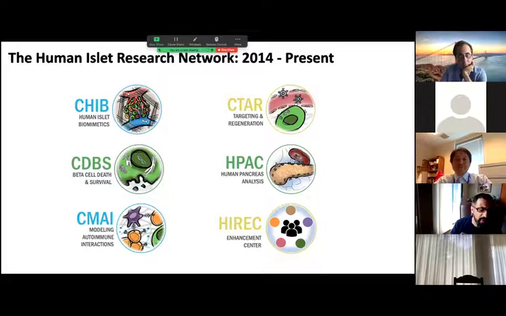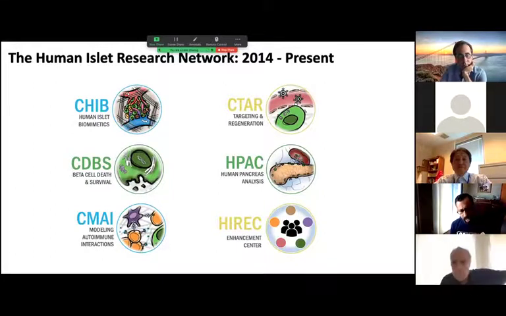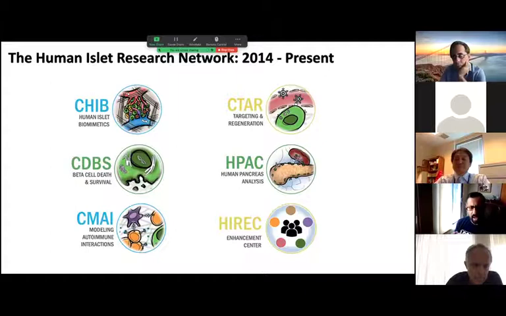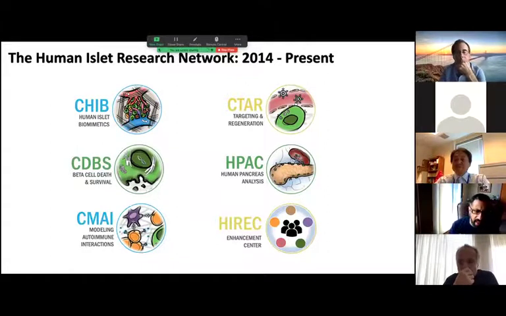And then there is the Consortium on Modeling of Autoimmune Interaction, and largely that is trying to understand the immunology of diabetes. And then I am part of a group called the HIREC, which is the Human Eyelid Research Enhancement Center, and that largely tries to organize our group, and that's ran by myself, Joyce Nyland, and Layla Rouse.